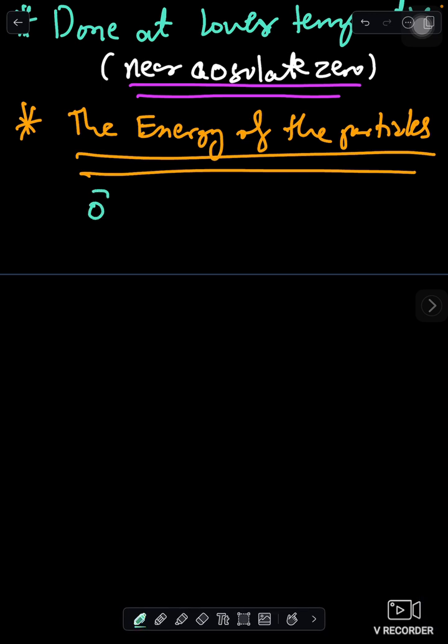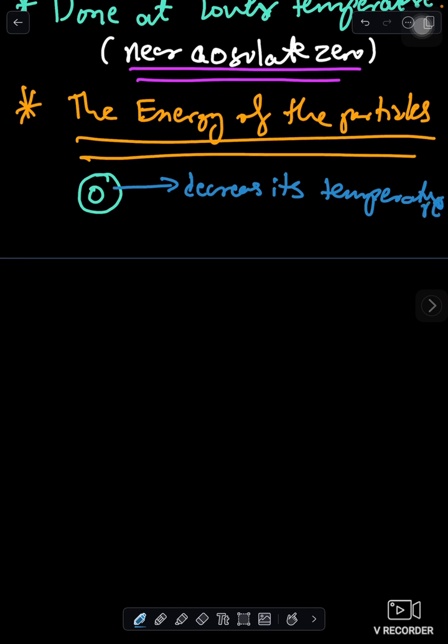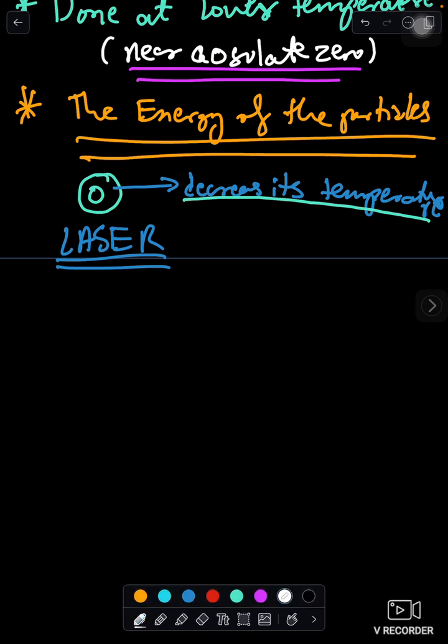Let's suppose I have this atom and I want to decrease its temperature. What could I do? Most answers would be to keep it somewhere cold or in an isolated place. But in the experiments, this is done using lasers. You can actually cool particles using lasers. How?